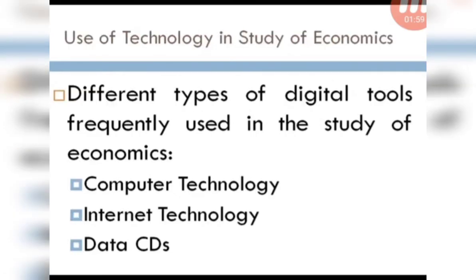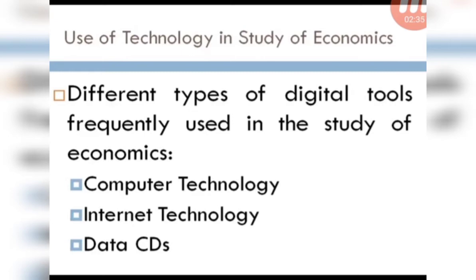Now after the types of graphs, the next point is the use of technology in the study of economics. There are different types of digital technology frequently used in the study of economics, which are quite useful in our daily lives also. They help us connect with friends and relatives, watch movies, listen to music, navigate unknown roads, purchase goods and place orders online, buy tickets, and pay various bills. So they can be used in our day-to-day lives.